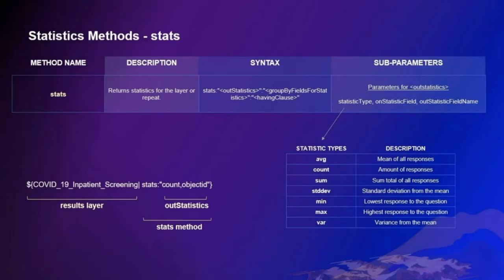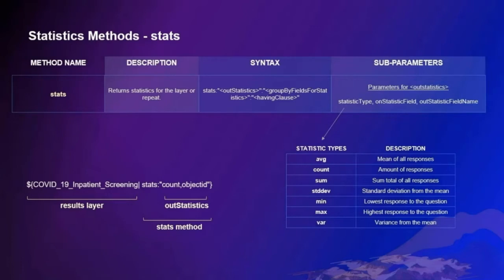The out statistics parameter has three subparameters and is where you define the statistic type, the field to perform the statistic on, and an option to define the result as a variable to be used within a repeat. Not all of these parameters are necessary, and for us to display the total number of surveys for our inpatient survey, we only need to use one of the three parameters and two of its subparameters. You can see in this example expression that we're using the count statistic type and the object ID field name.